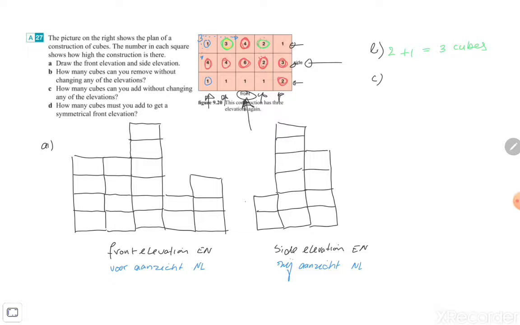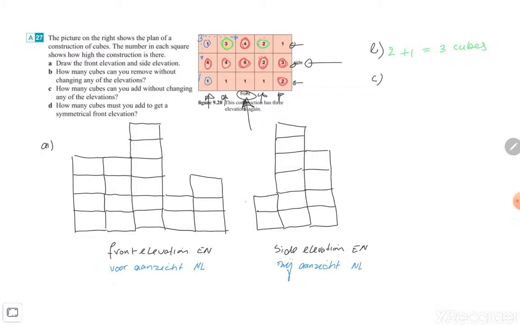All right, let me just look at this one. We can't add 3 extra. Why not? Because otherwise we will change the side elevation. And if we look at the side elevation, the highest building was 1. So we can only add 1 cube. Yeah, so be careful with that one. So do not add 3 extra, but just 1 is enough.